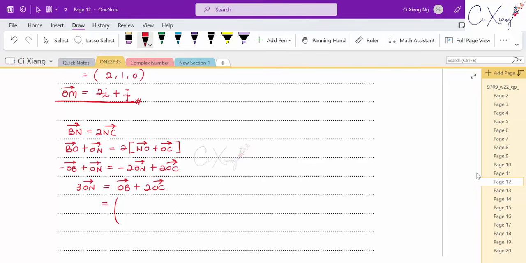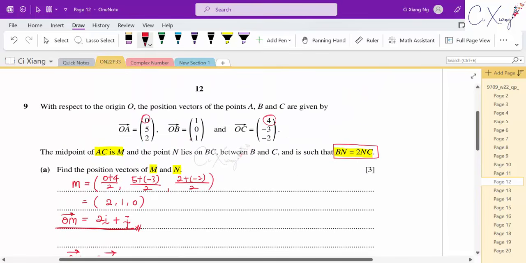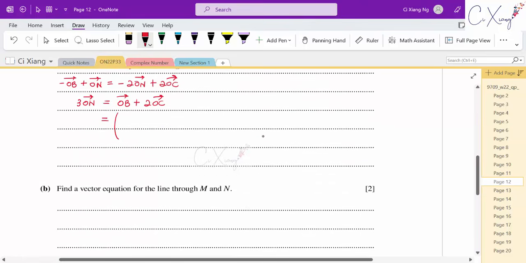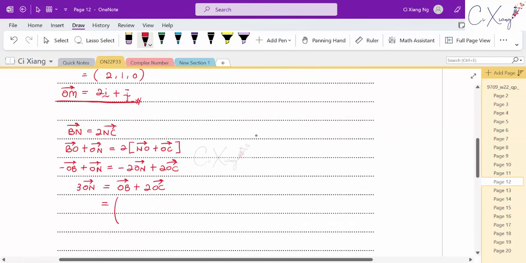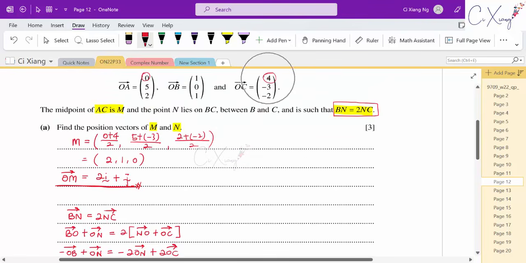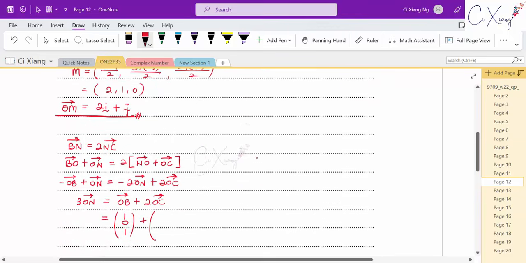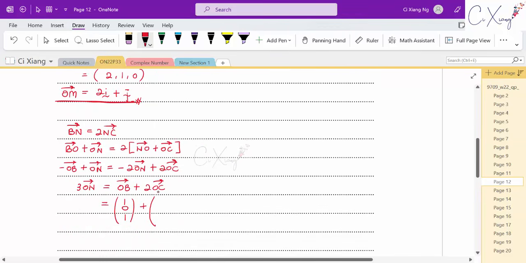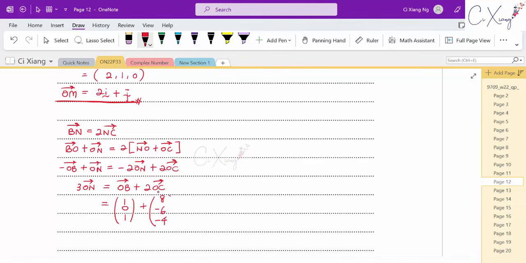Then I will substitute in the position vector for OB and OC here. So the OB is this one and OC is this, right? Okay, so I'm having 1, 0, 1 plus 2 times of OC. So what is OC? OC is 4, negative 3, and negative 2. And we need to multiply with 2. So 4 will become 8, negative 3 will become negative 6, negative 2 will become negative 4.